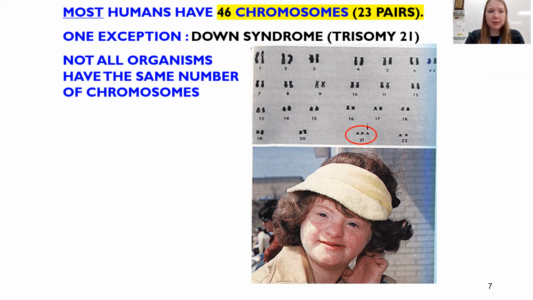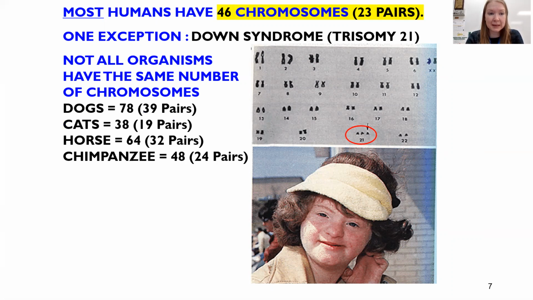Now, not all organisms have 46 chromosomes or 23 pairs of chromosomes. They vary between organisms or species. So dogs have 78 chromosomes or 39 pairs. Cats have 38 chromosomes or 19 pairs of chromosomes. Horses have 64 or 32 pairs. And our closest relative, the chimpanzee, has 48 or 24 pairs. So very close to humans.